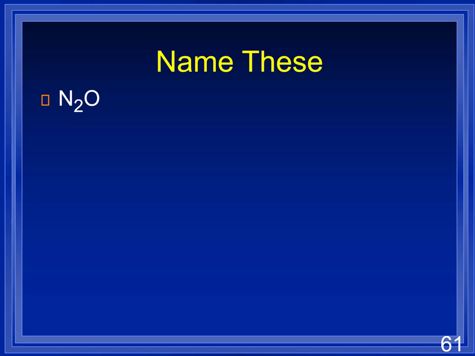N2O. So I want to say 2 nitrogens and 1 oxygen. 2, I have to say di. 2 nitrogens. Dinitrogen. Do you put a space after dinitrogen? No, it's one word. It's a prefix, so it's attached. Okay, and you're going to want to write monooxide.